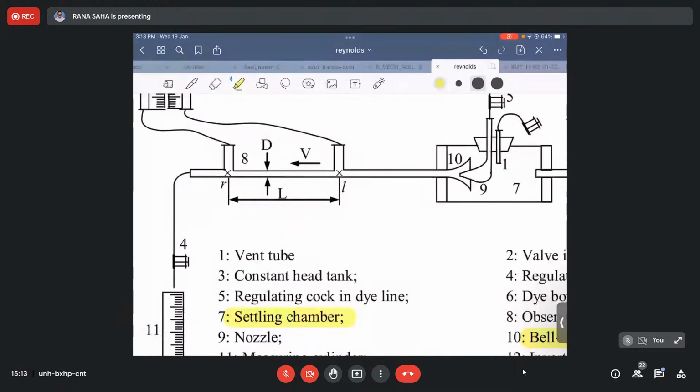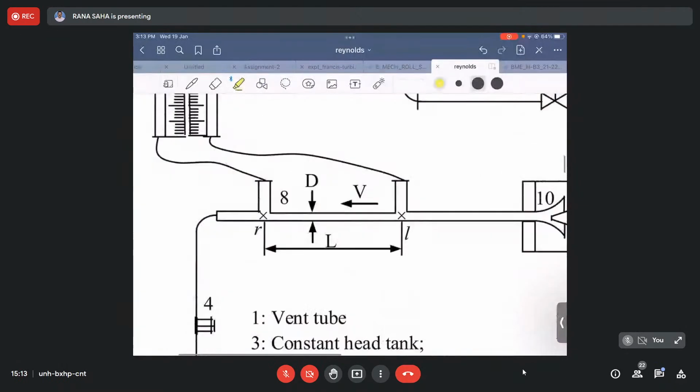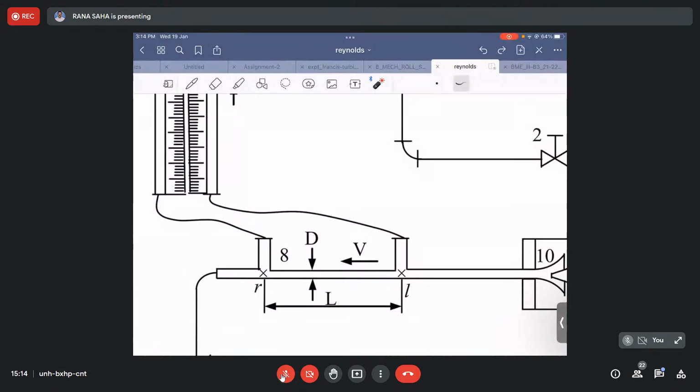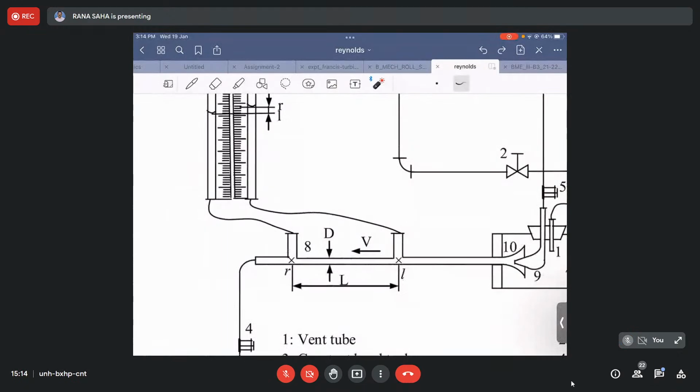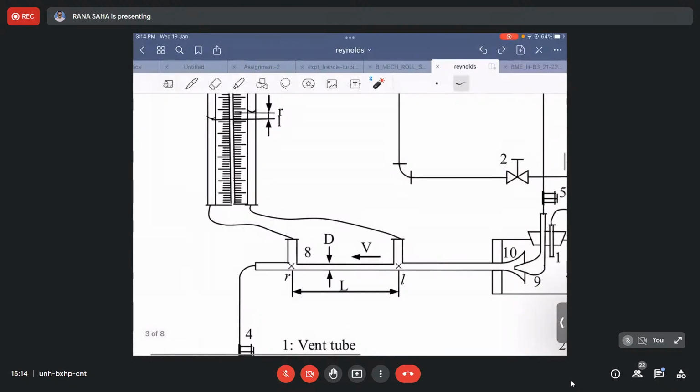So now we can identify the test section, where we need to concentrate. That is this L, this length of glass tube, which is our main window where we are going to visualize as well as take the head loss measurements. Okay, so here in this glass tube you can identify two tappings. One R and one L, small letter r and small l is written, that is right and left.